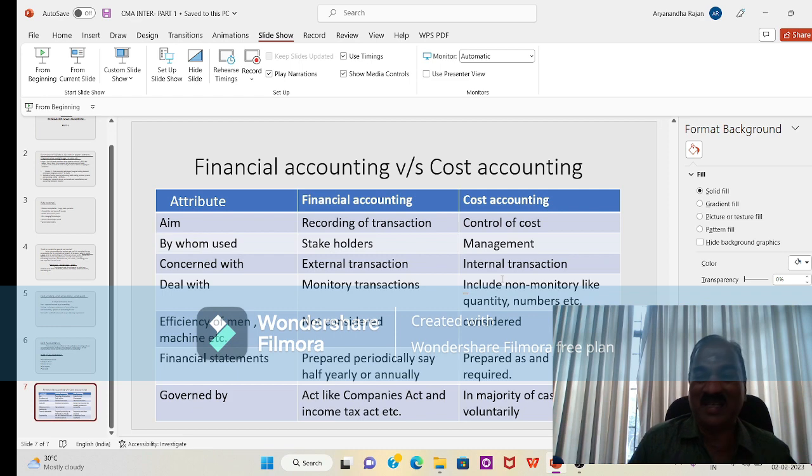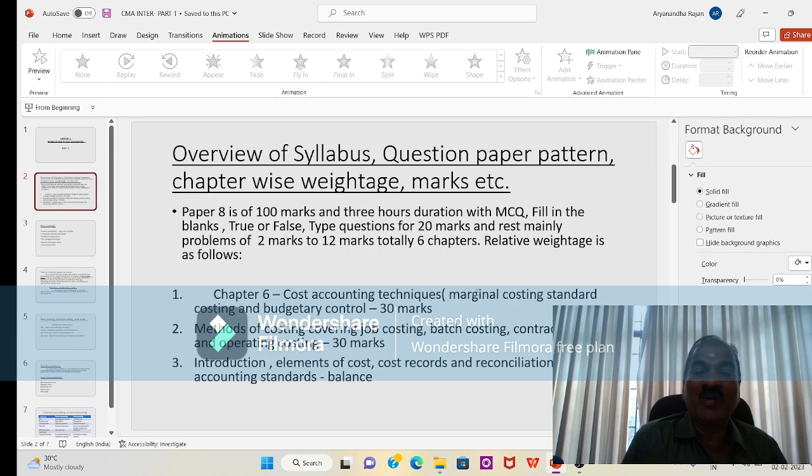weightage, paper pattern, etc. Over your syllabus, question paper pattern, chapter wise weightage, marks, etc. Because before starting study, we should be aware of how the exams are being carried out, or what is the paper weightage, what is the mark, etc., and paper pattern. Then only study will be effective.